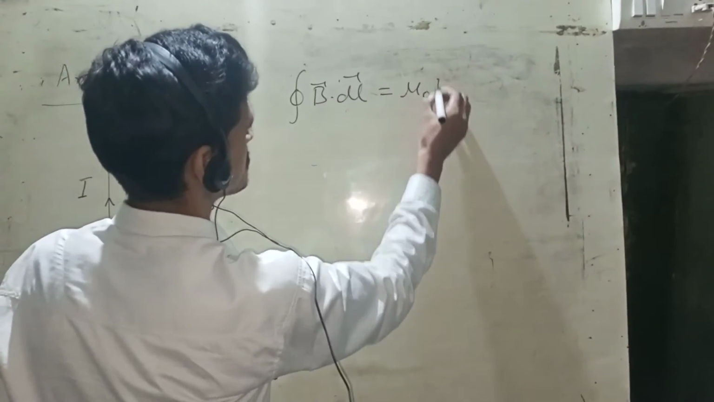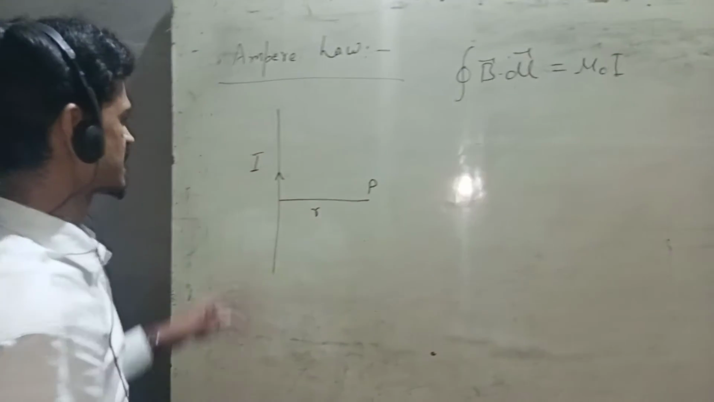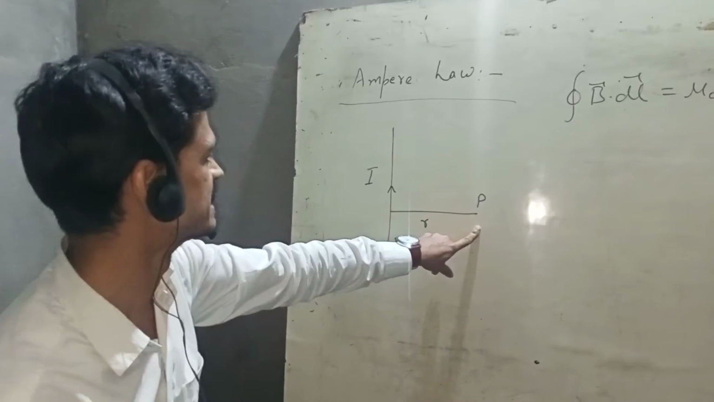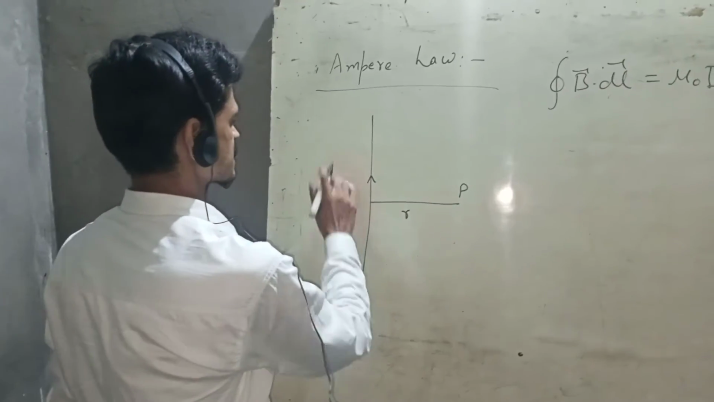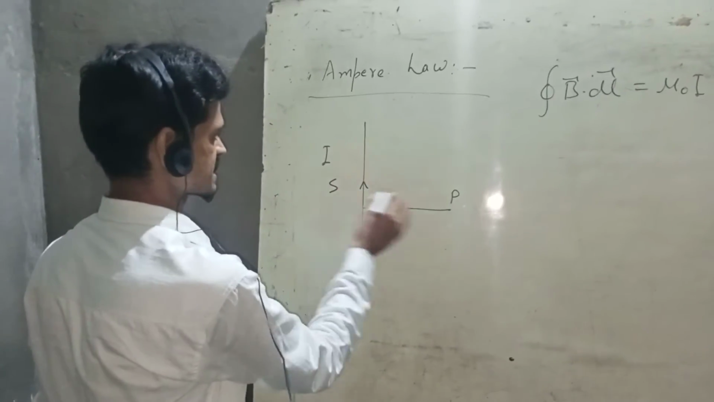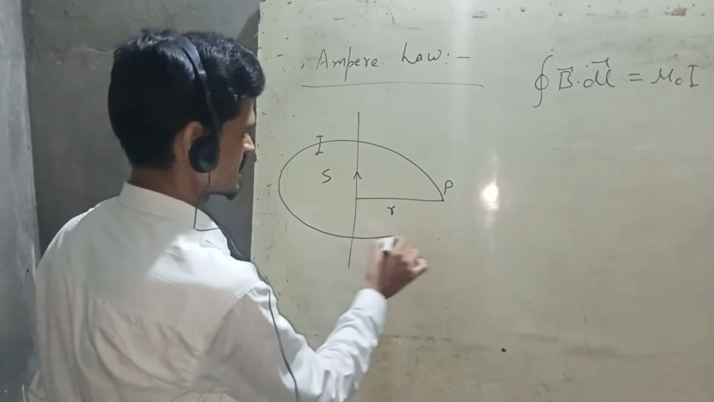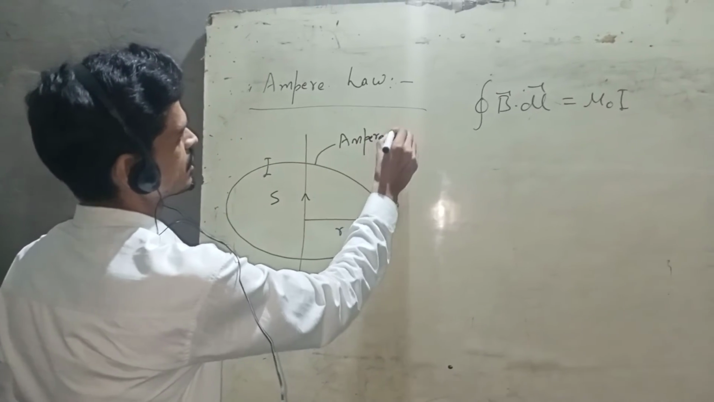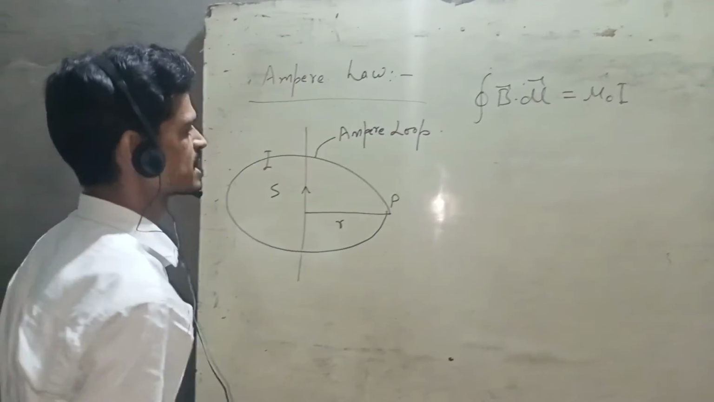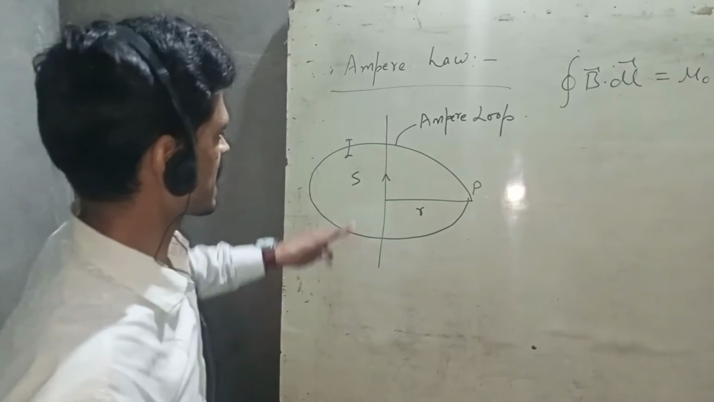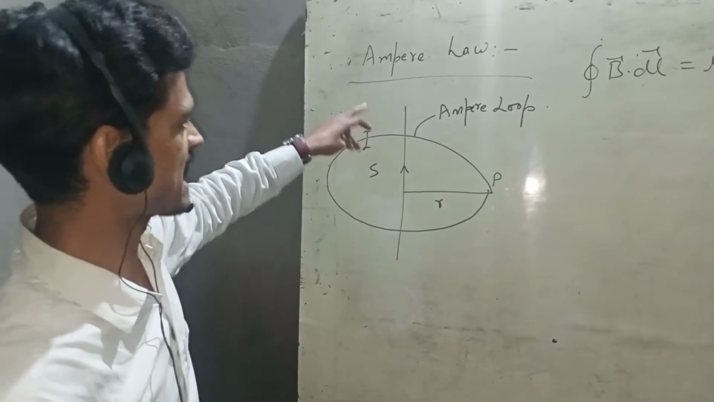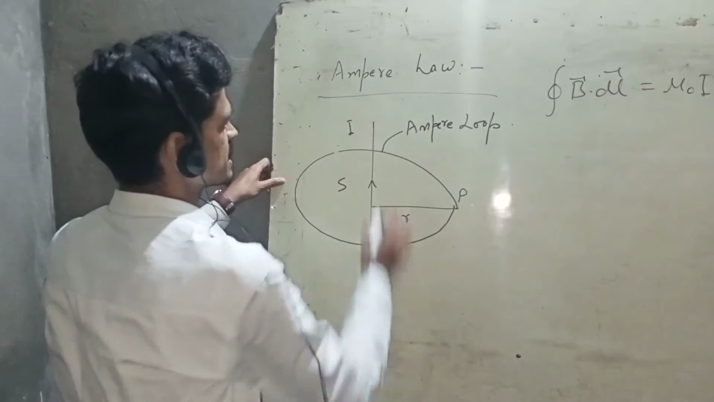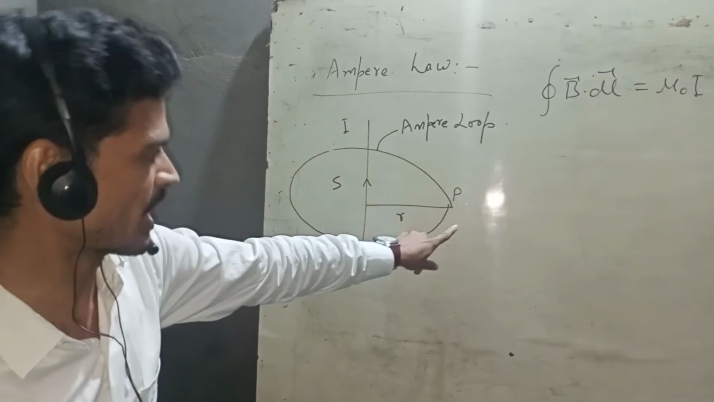to mu 0 I, where I is the current flowing in this wire and B is the magnetic field at this point, considering a surface defined as S, whose boundary is this loop, and this loop is called the Ampere's loop. So suppose a wire is carrying a current I in the upward direction, and we have to find out the magnetic field at this point P.